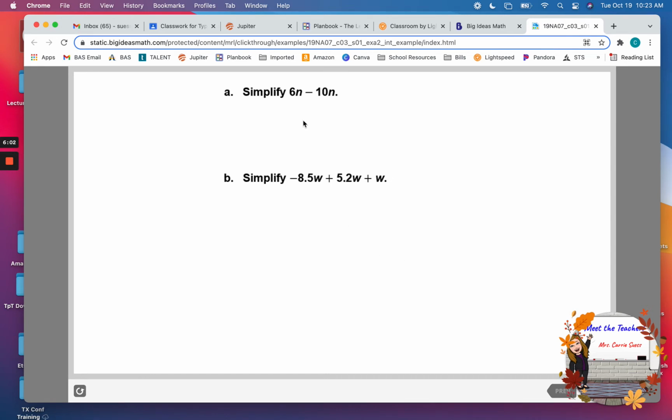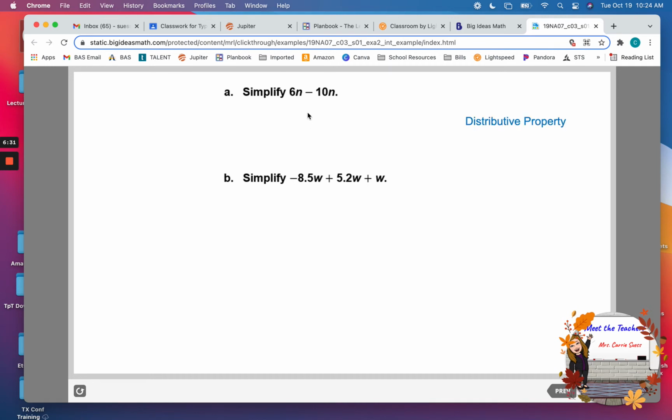So in your journals, example 2. We're going to simplify this expression. Are these two considered like terms? Yeah. Why? They both have an N at the end. So I can essentially distribute so that the N is by itself and I just do the coefficients. The coefficients are the numbers on the outside, the numbers hanging on to the letter.